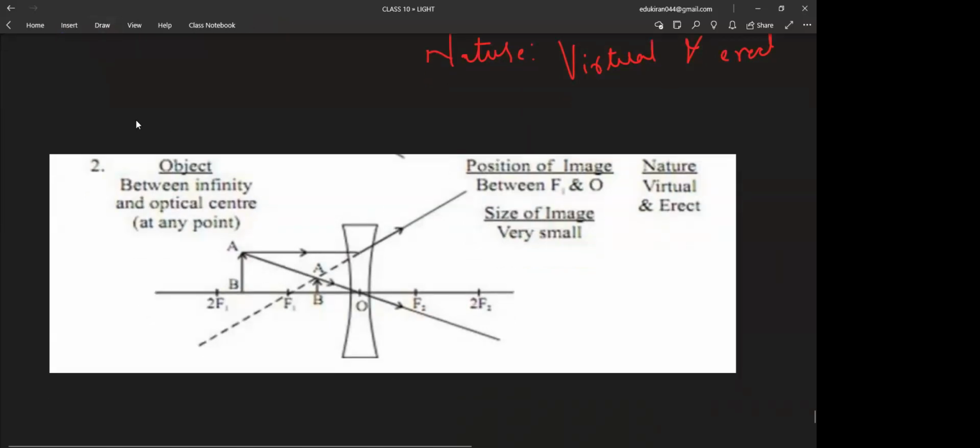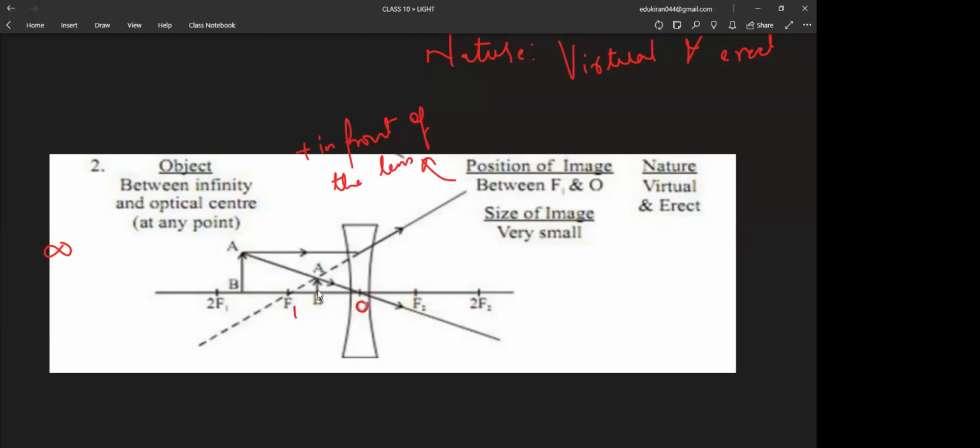Now, the second case is very simple. Anywhere you have between infinity and the optical center, anywhere if you keep the object, you'll always get the image here between the F1 and the optical center. Object is anywhere, but the image is formed here in front of the lens.